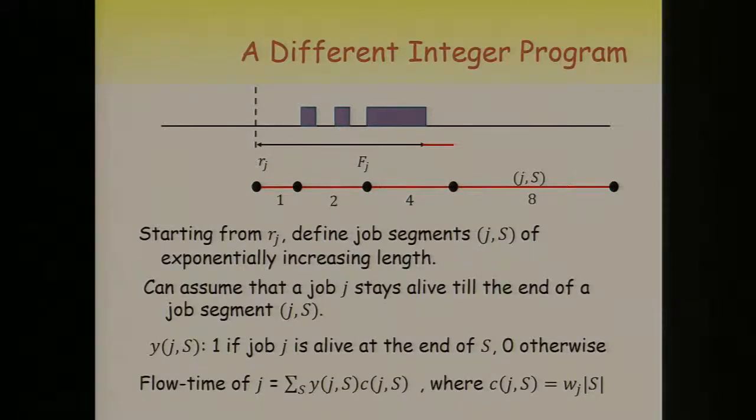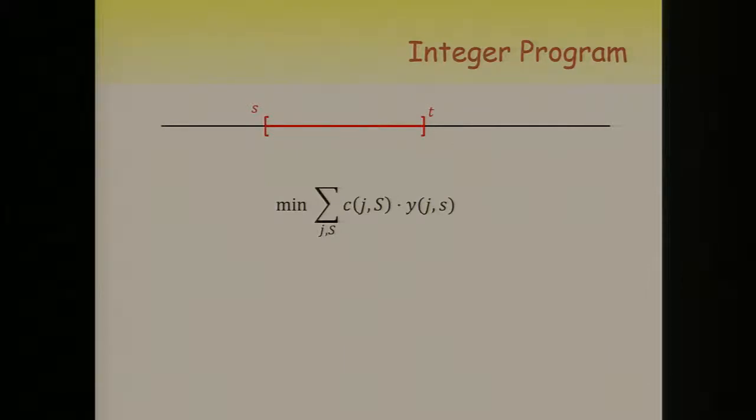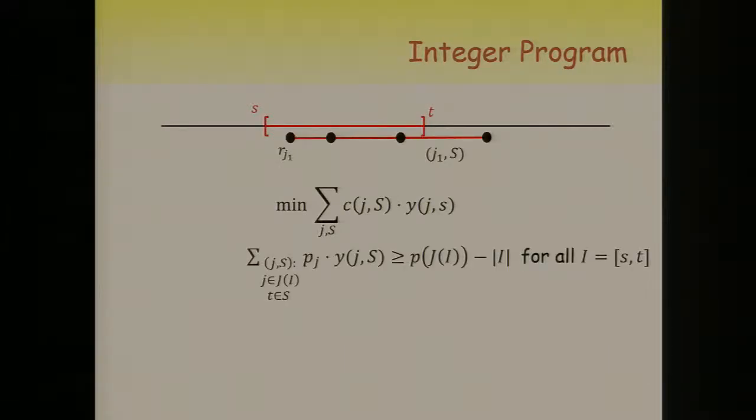Let's write the whole thing again. This is your objective function. You have the same constraint. Earlier you had an xjt here.